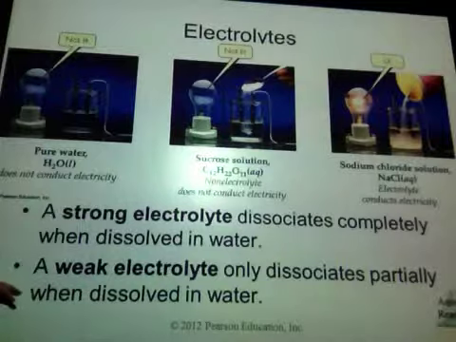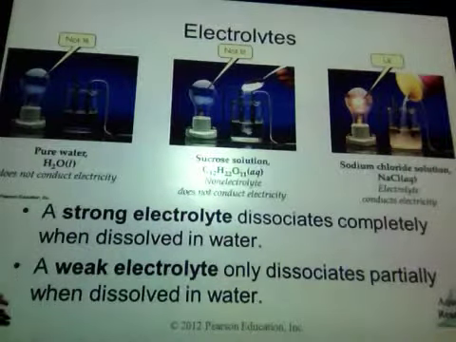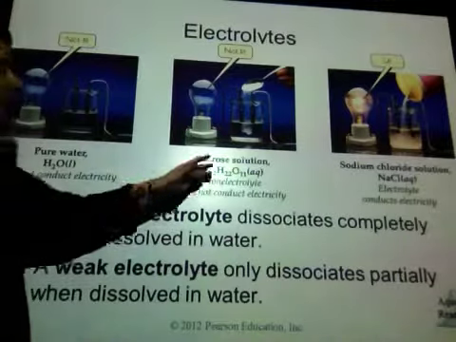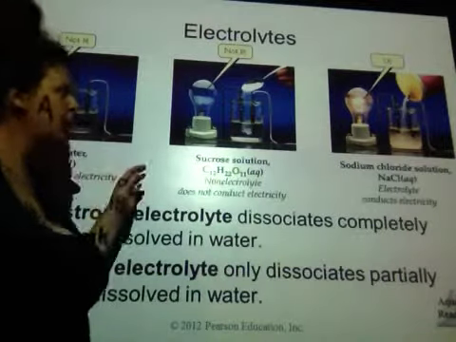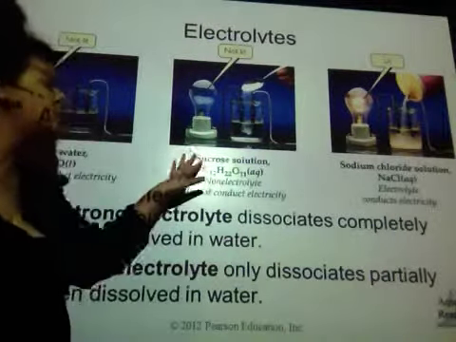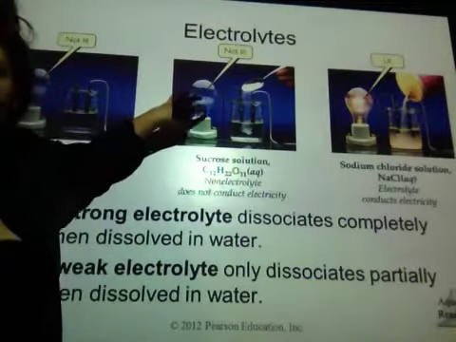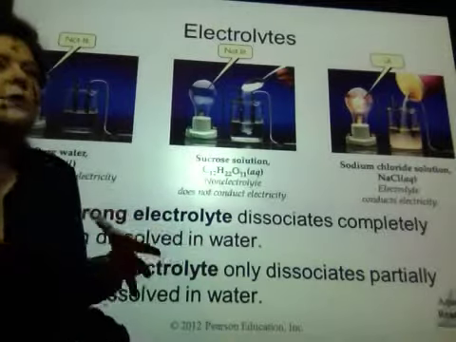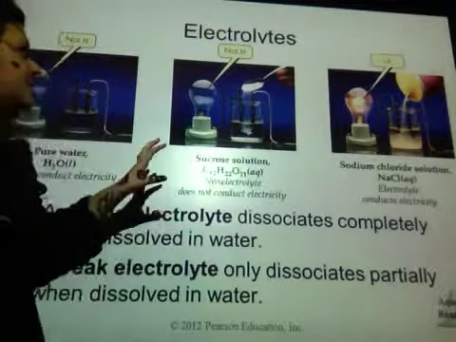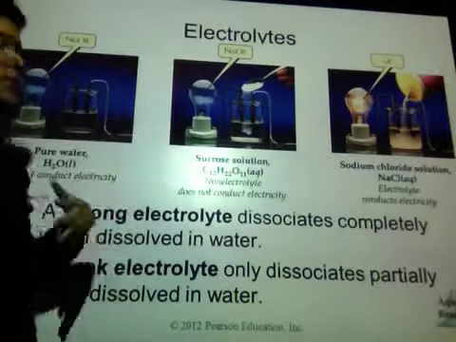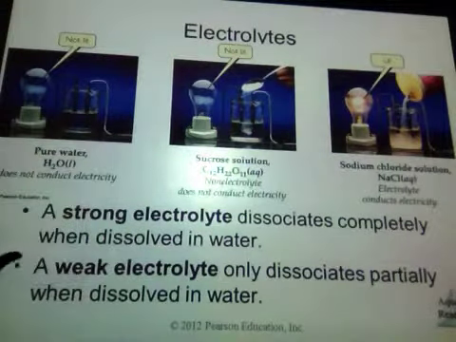A weak electrolyte can only dissociate partially when dissolved in water. If I go back to sucrose, if sucrose were a weak electrolyte, then I may see a very weak, dim glow from the light. But I don't see that, I see no light at all. So this indicates that sucrose is a non-electrolyte, not a weak electrolyte.